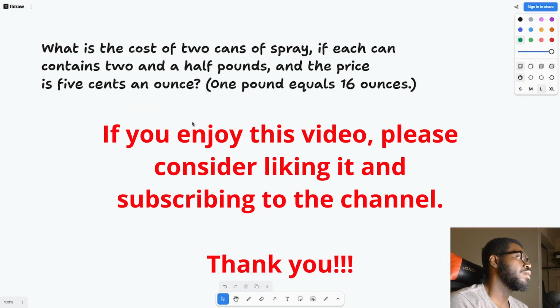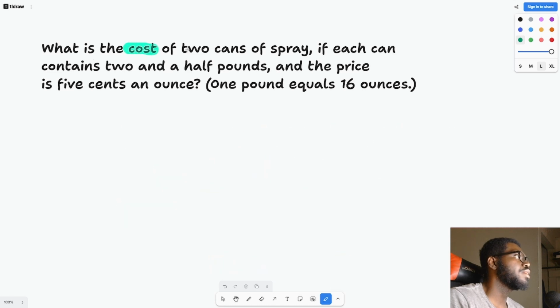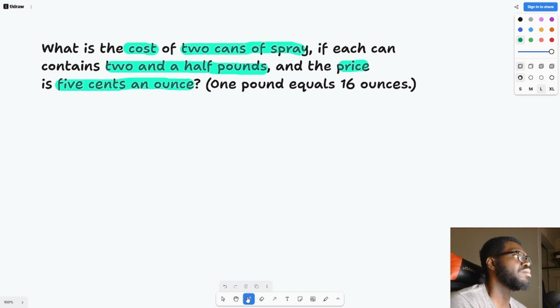This first problem here says the following. What is the cost of 2 cans of spray if each can contains 2.5 pounds and the price is 5 cents an ounce? At first, this problem seems pretty confusing because there are a lot of moving parts. We have pounds, ounces, price, a lot of different units. But we're going to use a technique that will allow us to convert the units one piece at a time to make this problem a lot simpler. Specifically, we're using what's called the factor labeling method.